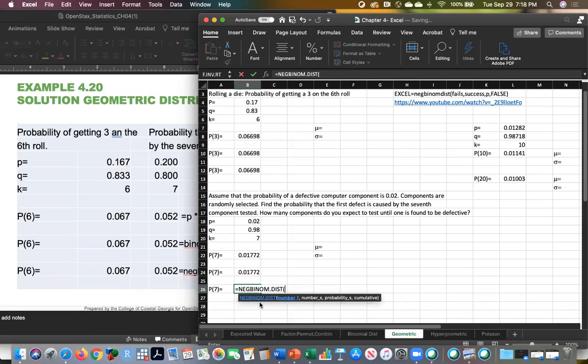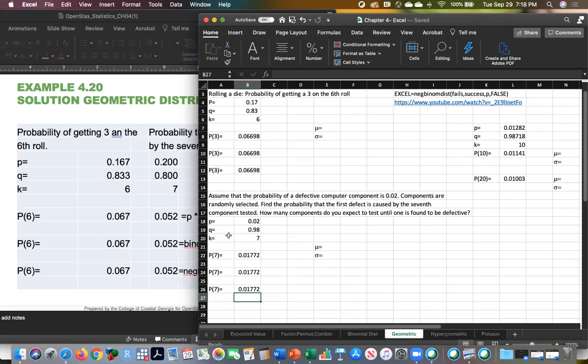Binomial distribution. So I'm going to use the number of successes. There are going to be 6 failures before I get the success. Then the success is going to be the 7th, and then the probability is 2%. Then I'm going to use the false. Okay, so we can play with these numbers very easily.